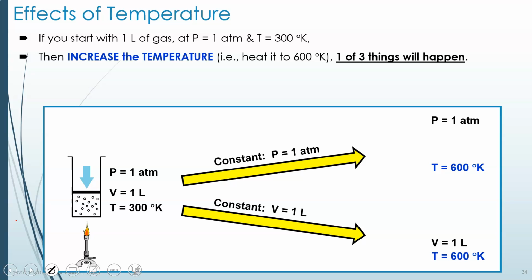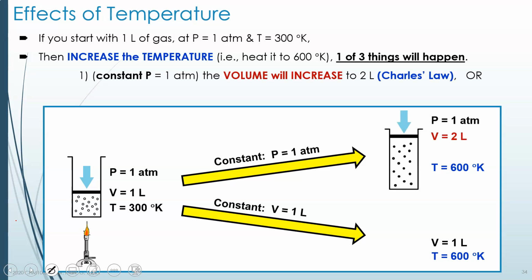So in the first case, if we have a constant pressure, because we're letting the lid freely move up and down wherever it goes, the volume will increase in response to the heating up. That's Charles's law. You double the temperature, you're going to double the volume to 2 liters in this case. So doubling the temperature will double the volume. That's Charles's law as long as you keep the pressure constant.